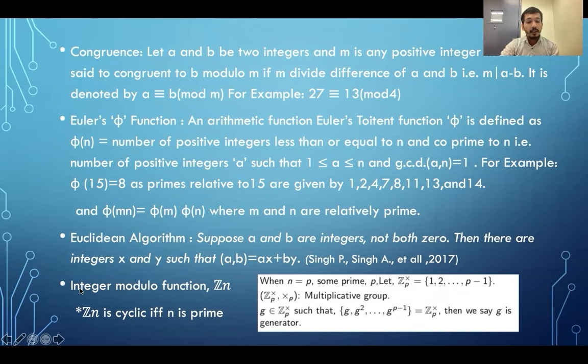Integer modulo function Zn. Zn is a cyclic group if and only if n is prime. Here we get the cyclic group Zp cross of order p, which is generated by its generator g. Here you can see.